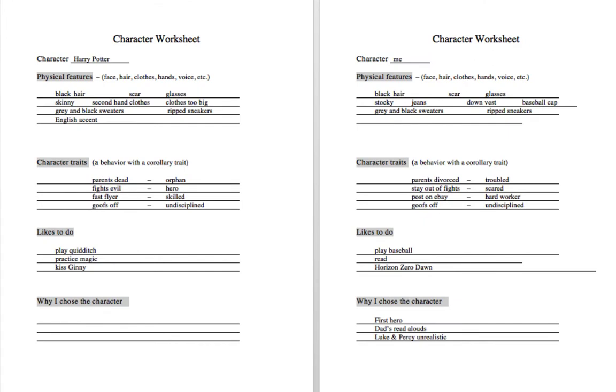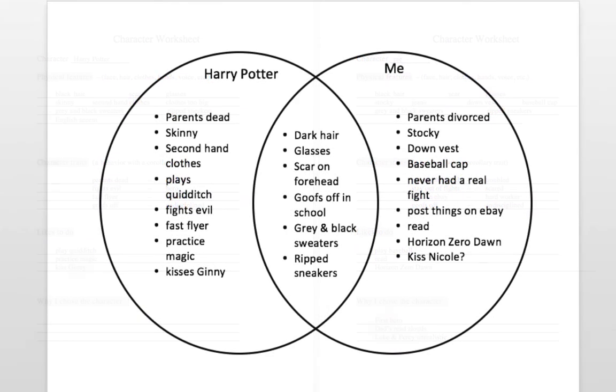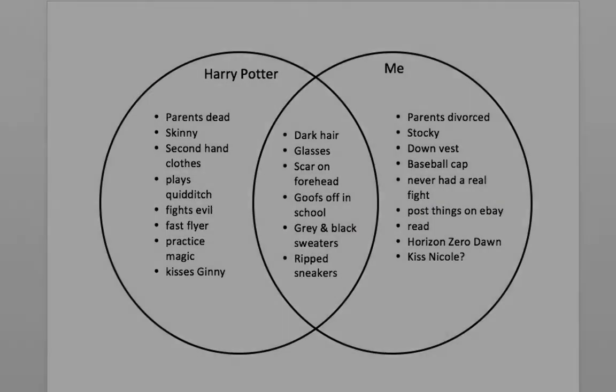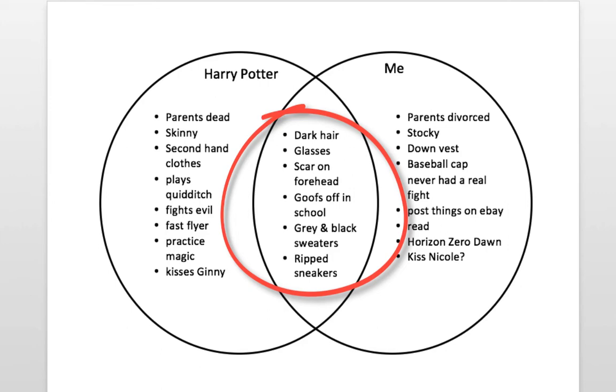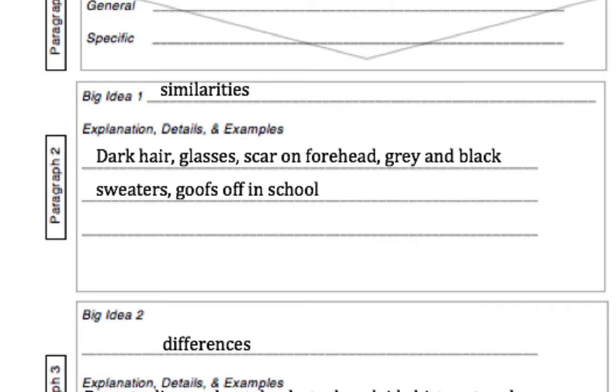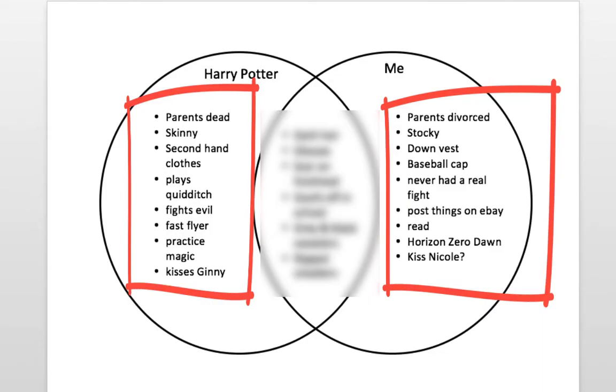Decide on the character that you think is similar to you. Complete a character worksheet for the character and for yourself. Then use those worksheets to complete a Venn diagram. Each circle contains ideas about the 2 people being compared. The overlap identifies their similarities. You'll use these ideas and details in your similarities paragraph. The other ideas and details are used in your differences paragraph.